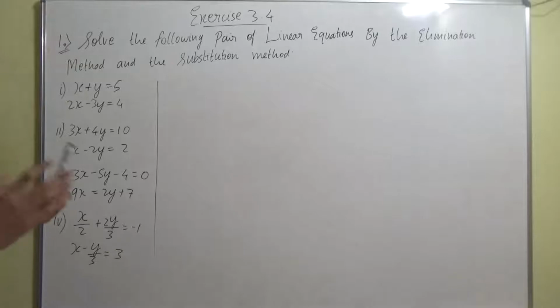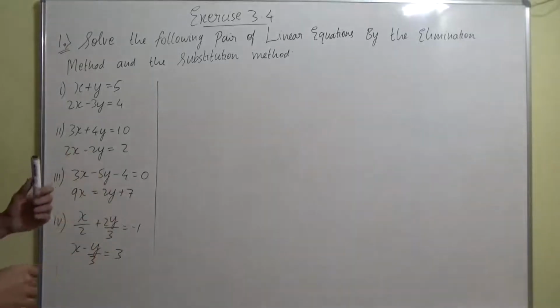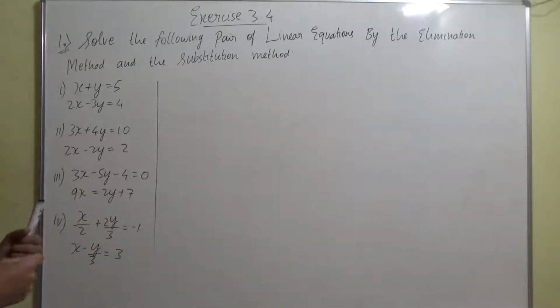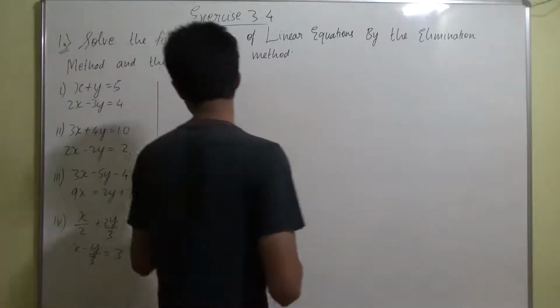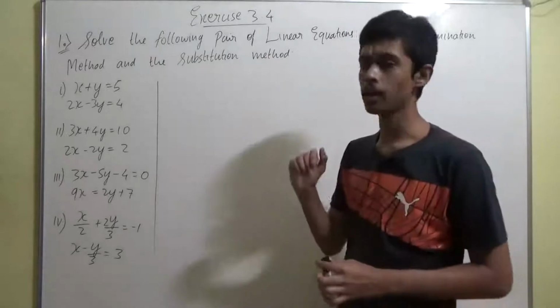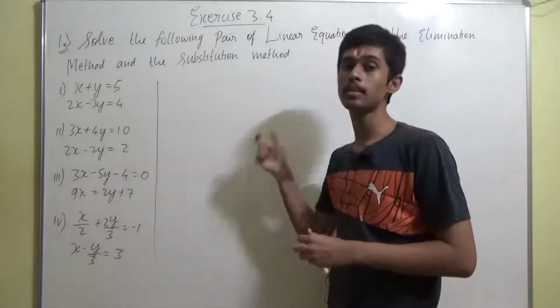So we are going to solve exercise 3.4 guys. Exercise 3.4 says solve the following pair of linear equations by substitution method and by elimination method. Okay, so these four questions they have given us guys. We have to solve this pair of linear equations using both methods, elimination method and substitution method.